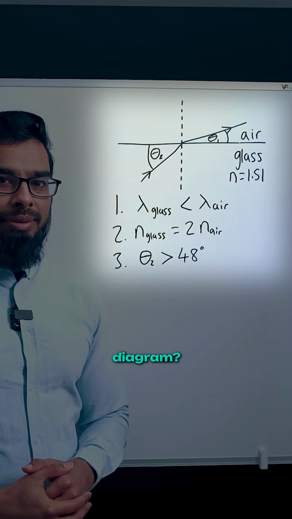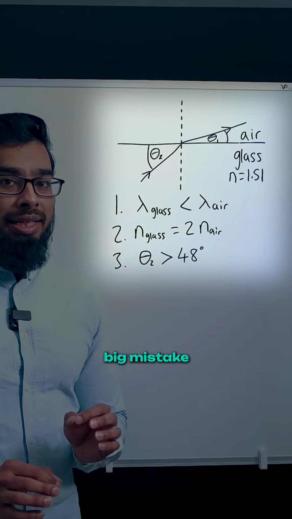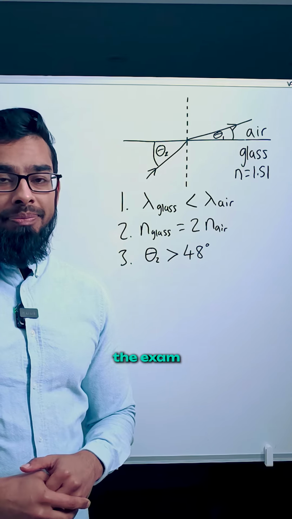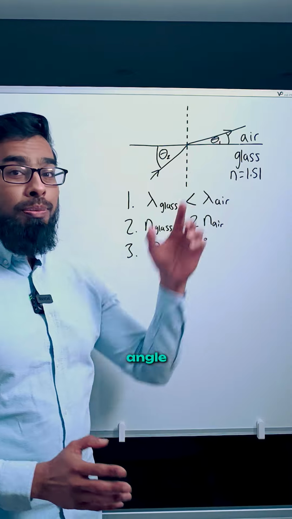Do you recognize this refraction diagram? It looks pretty standard, but there's a big mistake in it that 2/3 of students missed in the exam. I'll give you a hint. How are refraction angles supposed to be drawn?